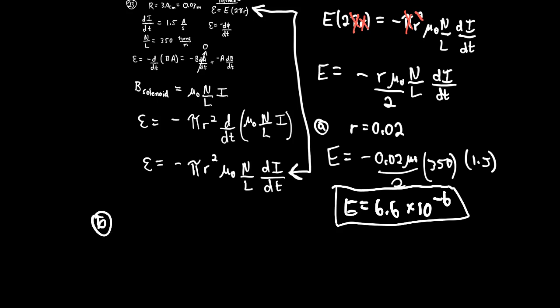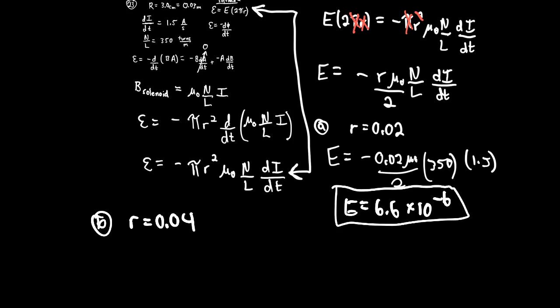Now here's the tricky part. Part B asks you, what is the induced electric field if R is equal to 0.04? How big was the solenoid? 0.03. If I'm at 0.04, then I'm on the outside. Turns out when you induce magnetic fields in solenoids, on the outside, the total magnetic field is 0. So anything between the outer edge of the solenoid and any radius that's bigger than that contributes nothing.